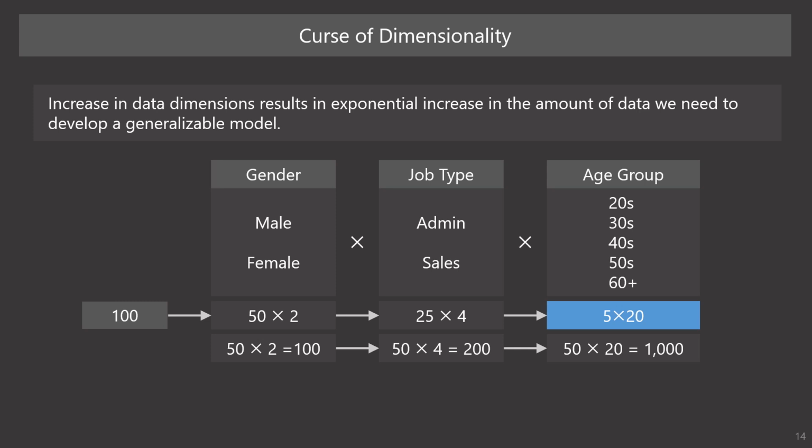So, it is possible that our prediction is specific to these 5 people. So, not generalizable.